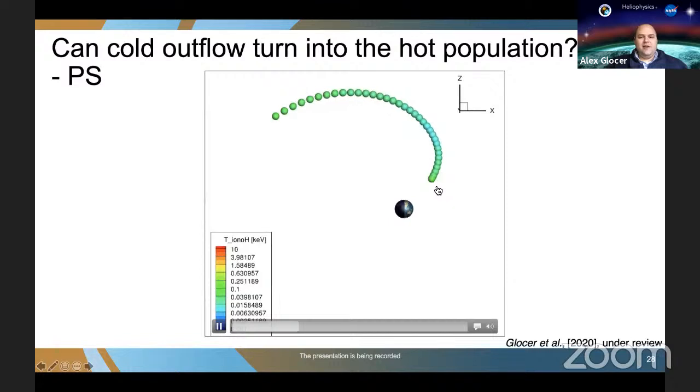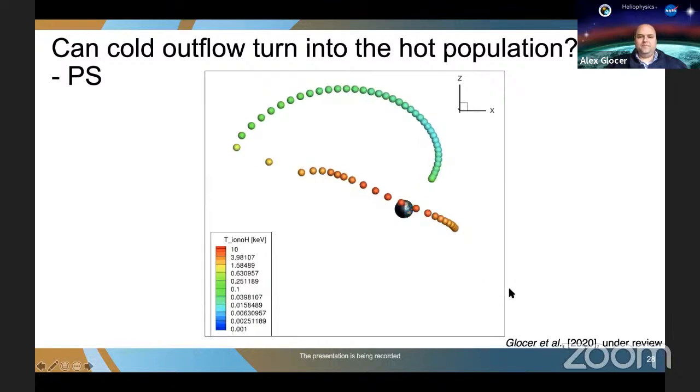You see that they're coming out similarly at 10 eV or less. When they encounter the crosstail current sheet, they're getting the crosstail electric field, they're getting picked up very quickly, and they get heated very rapidly, just like in the Huddleston paper that I showed you before. And then they come around and form the warm plasma cloak as they come around on the dayside.